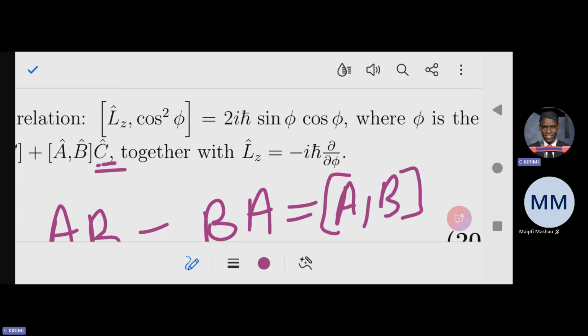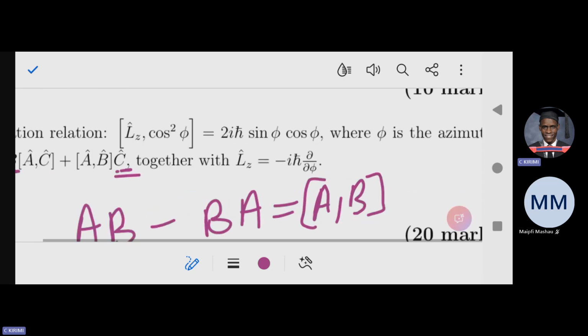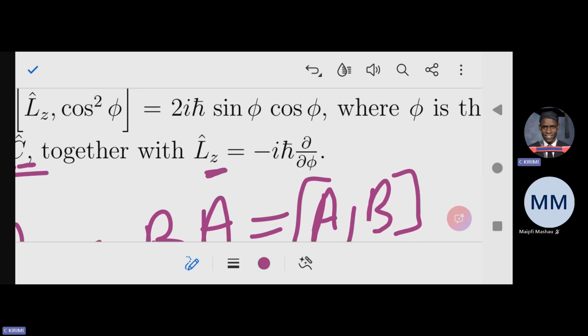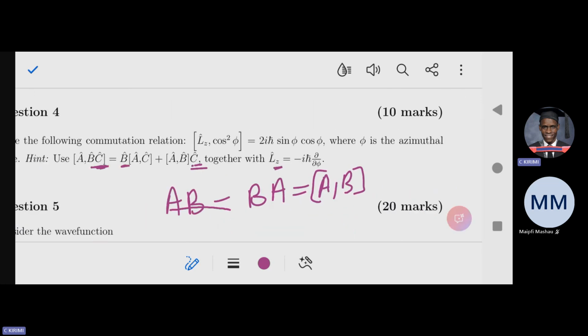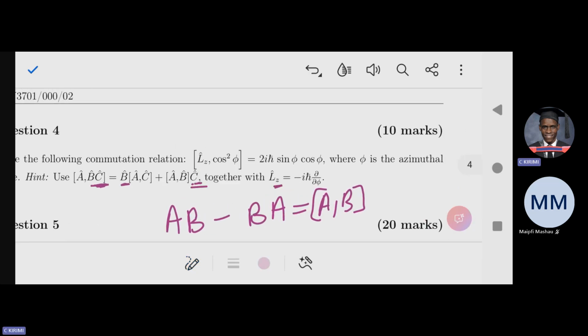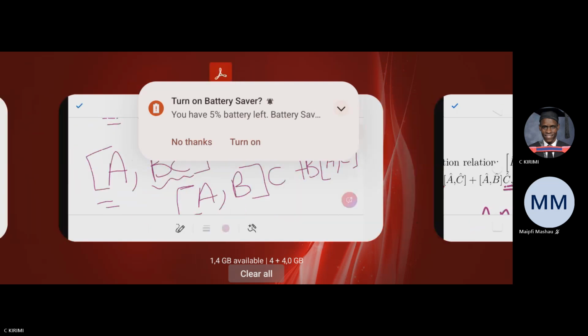So these are the tools that you were given already in the question. You did not derive them. You were given the hint that when you want the angular momentum in the z direction, it's minus i h bar partial, then you differentiate that function. So those are the tools that you are going to use. So what are we trying to achieve? This question says: prove the following commutation relation. You want to prove that L_z commuting with cos squared phi will give me that. So let's prove that.